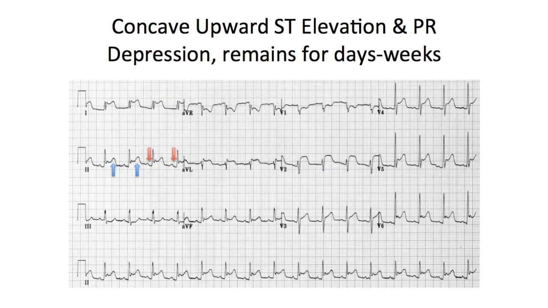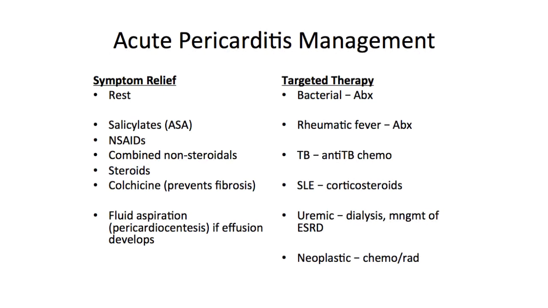The primary method of diagnosing acute pericarditis is through the 12-lead EKG or telemetry. Sporadically through these lectures, I will show you some key findings on a 12-lead EKG. In pericarditis, there is a concave upward ST elevation, shown by the blue arrows, and PR depression, shown by the red arrows. This finding may last days to weeks.